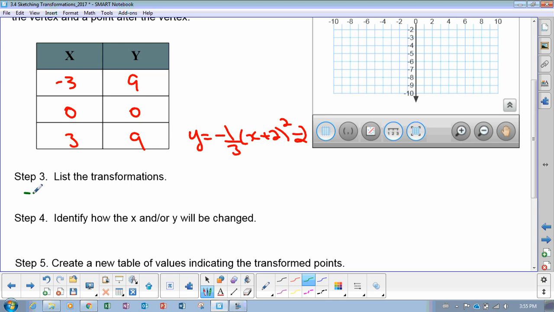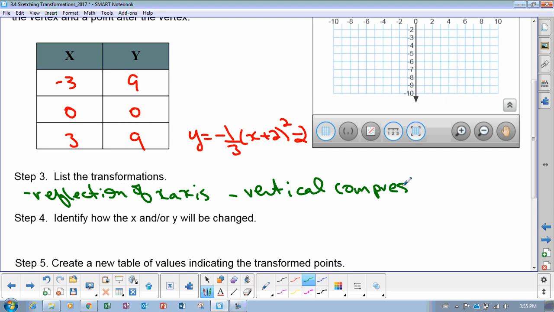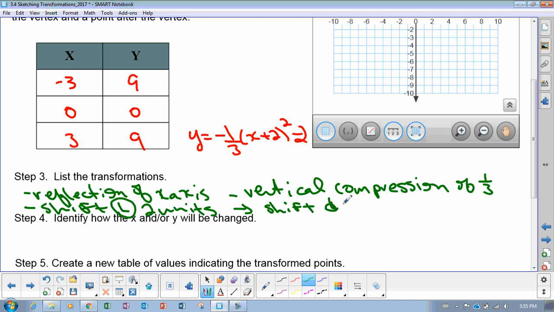a reflection over the x-axis. I have a vertical compression of 1 over 3. I am going to shift left 2 units, and we are going to shift down 2 units.